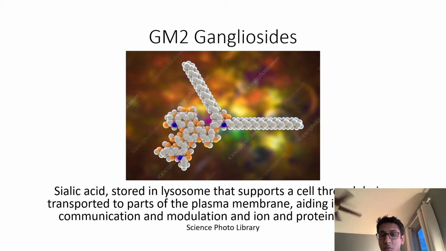Before I continued, I wanted to cover what a GM2 ganglioside is. It's a sialic acid that's stored in the lysosome that helps support a cell through transportation from parts of the plasma membrane. It does help in communication and modulation of ion and protein concentrations also. This buildup, like I said, causes neuronal death, and over time, without this hexA enzyme at play, will result in neurodegeneration and death.